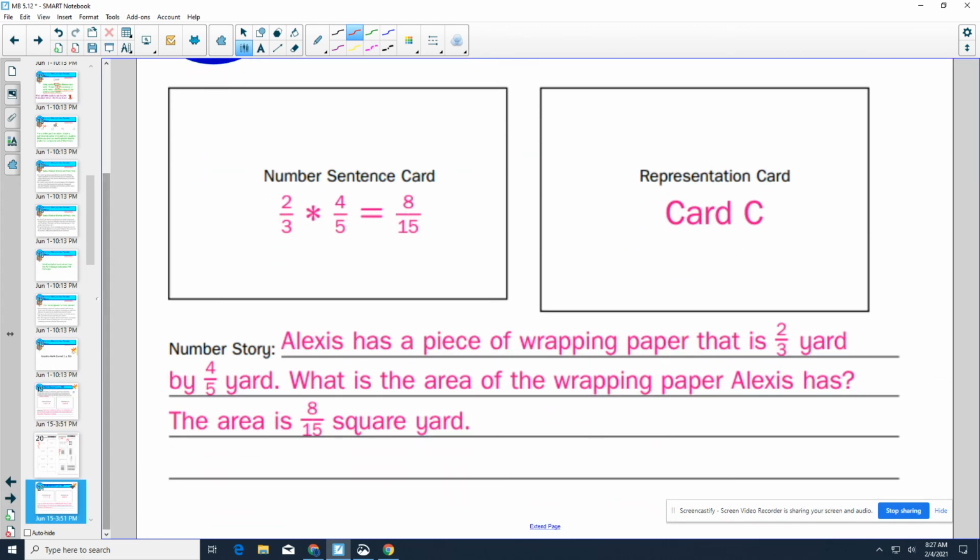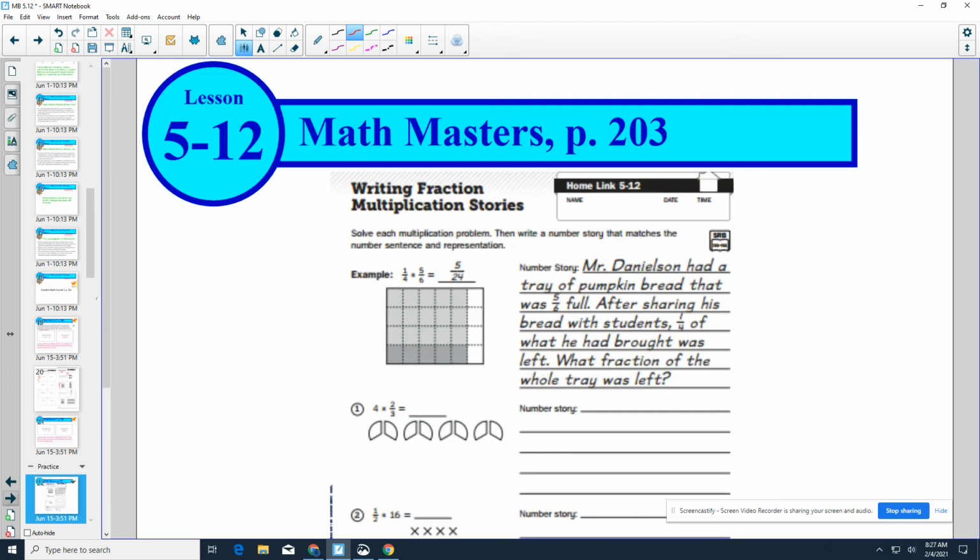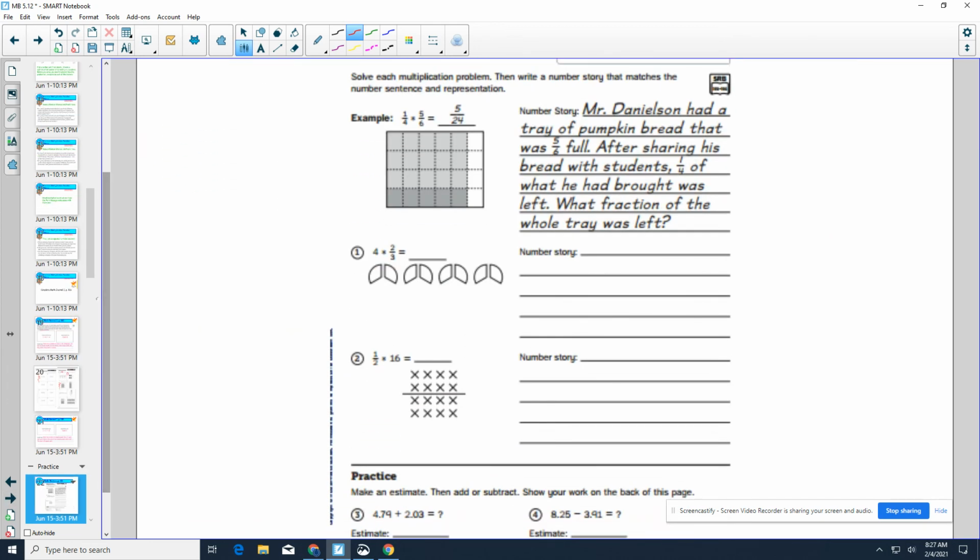And they're going to do it again. So obviously you don't want to pick this one. But another example, they did 2/3 multiplied by 4/5. They found that on the number sentence cards. And then they found that card C matched that representation. And then you have a home link that you can look at for extra practice there. So you can see you have 4 multiplied by 2/3. You could write a number story there. And then 1/2 of 16. And remember, when you're multiplying fractions, you could just say 2/3 of 4 of something, and 1/2 of 16.